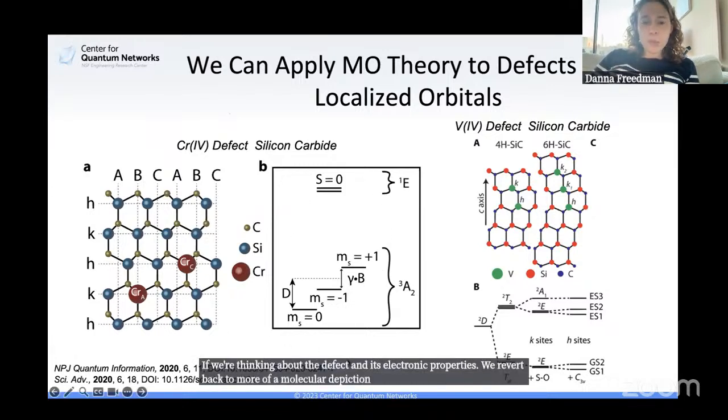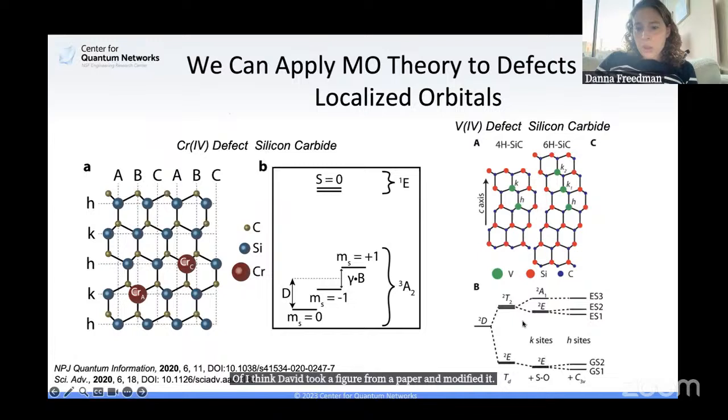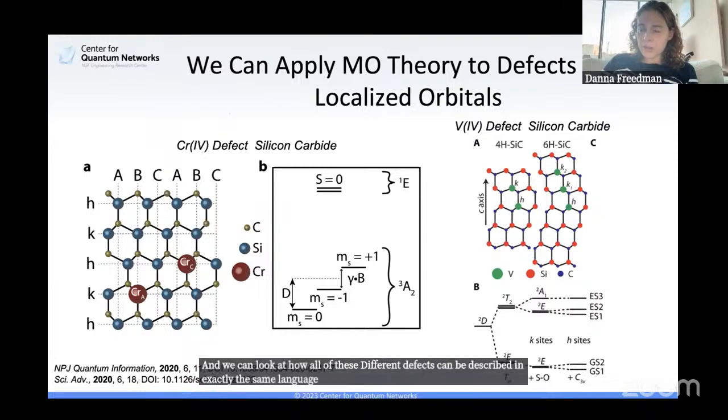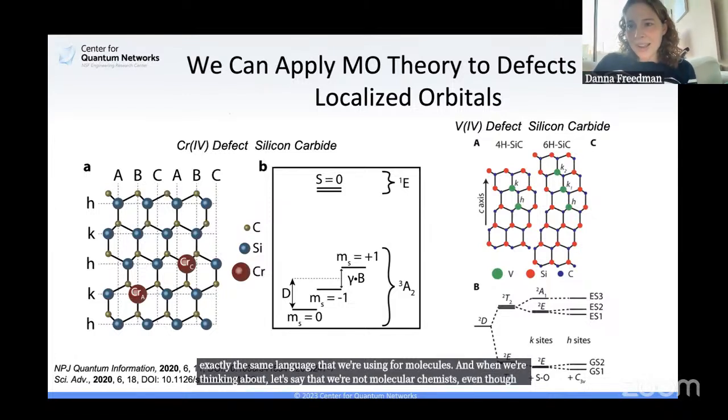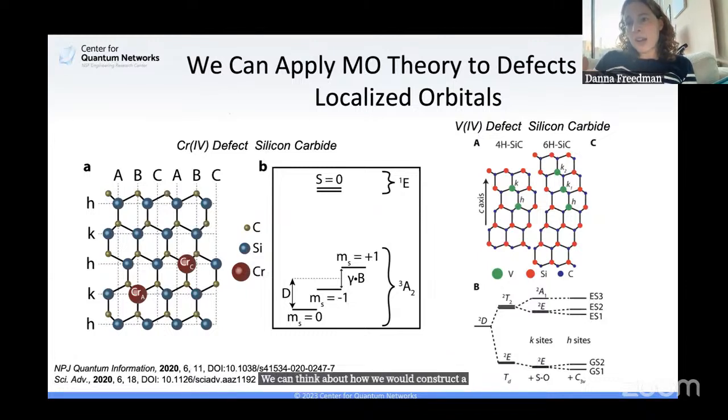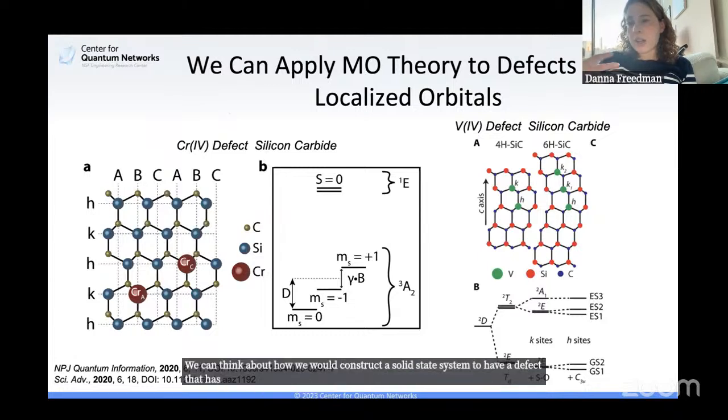This is an example of, I think David took a figure from a paper and modified it, the electronic structure of, for example, different defects in different phases of silicon carbide. We can look at how all of these different defects can be described in exactly the same language that we're using for molecules. And let's say that we're not molecular chemists, even though I am, we can think about how we would construct a solid state system to have a defect that has the right electronic structure. In doing that, we would use exactly these same principles.